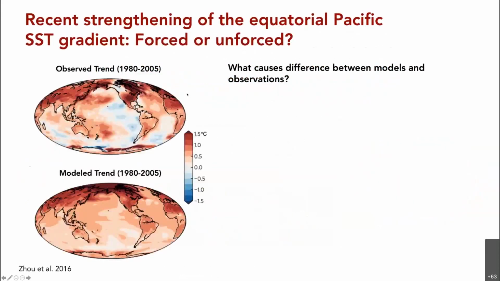As a motivational example, I want you to consider the recent strengthening of the equatorial Pacific SST gradient, the observed trend of which is shown at the top here, and shows more warming of the Western Pacific compared to cooling or weak warming in the Eastern Pacific. That's quite different from what models show for hindcasts over the same time period using the same forcings.